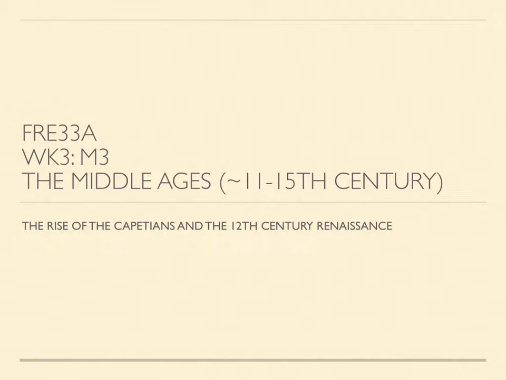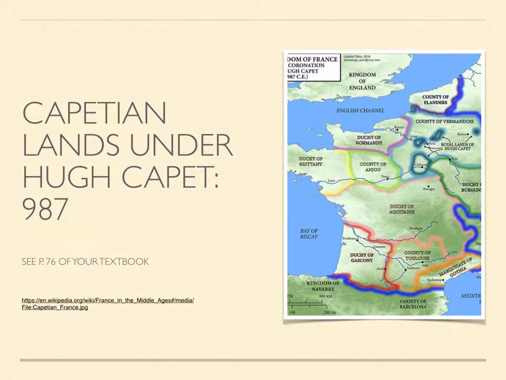So to begin with, let's not forget that we're in the middle of the Crusades. We left off during the Crusades, and this is the Capetian dynasty, and we're going to take a look at a couple things here. So the Capetian lands under the first Capetian, WK3, who started in 987. You can see here his territories, which we've looked at before, which are also on page 76 of your textbook, along with some other maps showing the evolution of territorial expansion of the Capetian dynasty over the centuries.